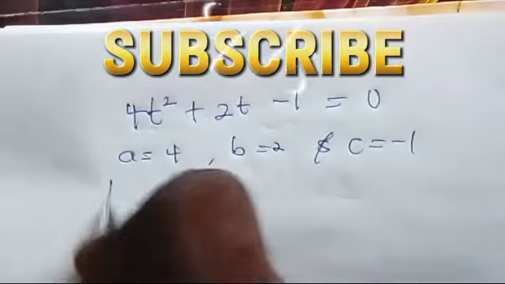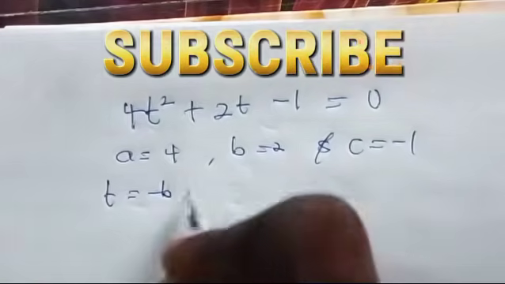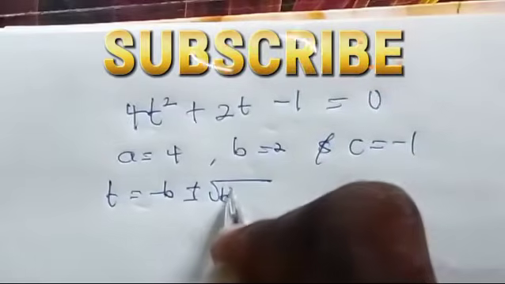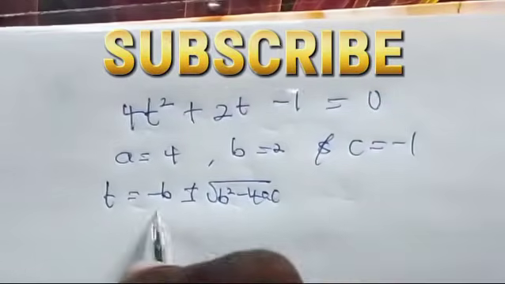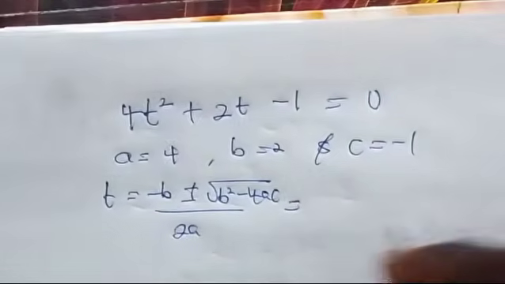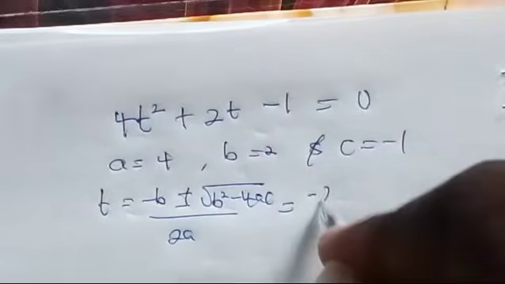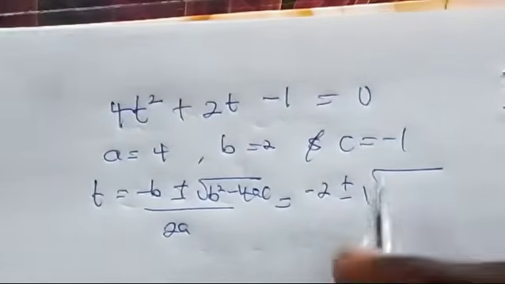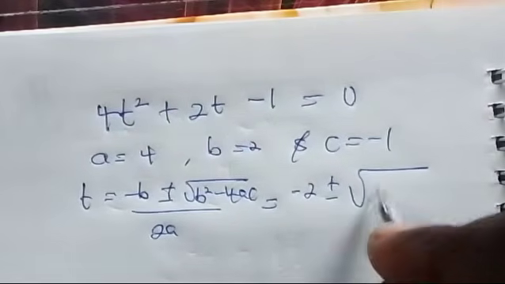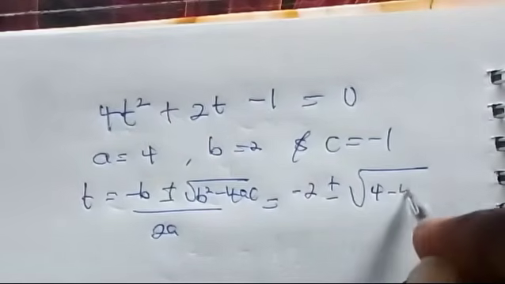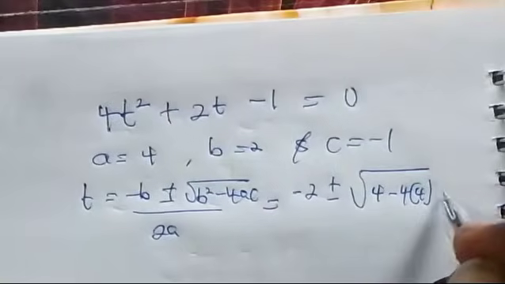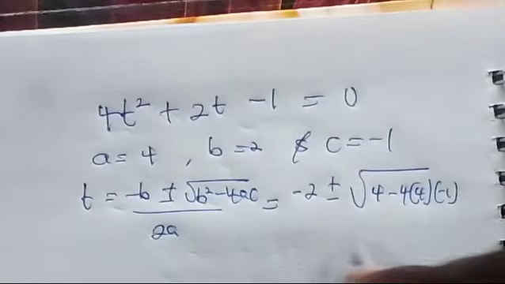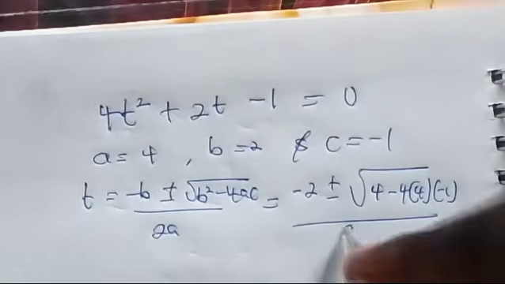This is the formula, which is t equals minus b plus or minus root b squared minus 4ac, all divided by 2a. So when you substitute the parameters, we are going to have minus 2 plus or minus root b squared. So b squared, that's 4, minus 4 times a, which is 4, times c, which is minus 1, right? All divided by 2 times 4, which is 8.